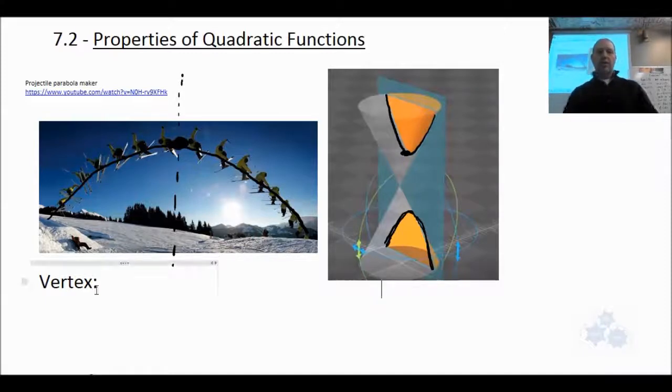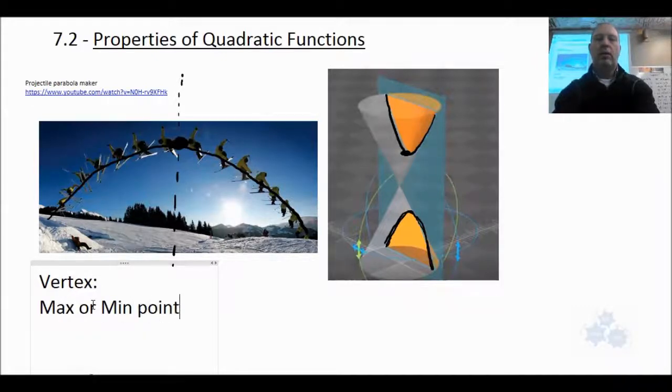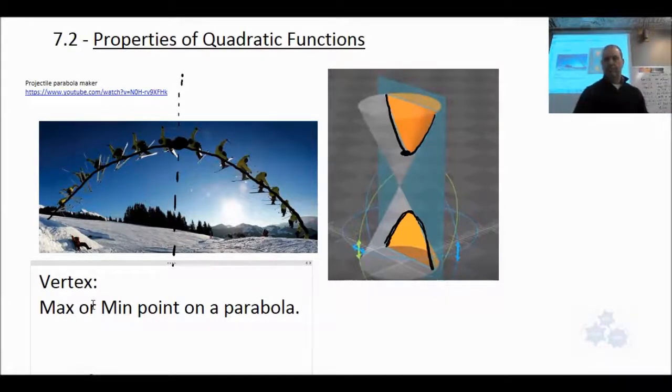All right, so a vertex. We talked about a vertex already before. It's the max or min point on a parabola. Okay, so it's the tip. Here's the vertex right here. Here's the vertex right here. Okay, and so you can draw that picture to support that if you want.